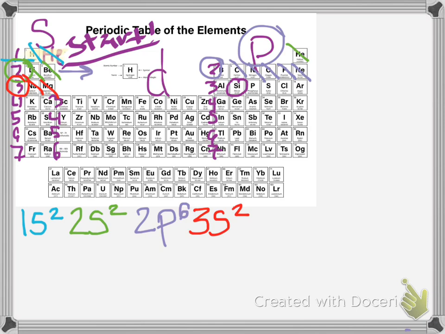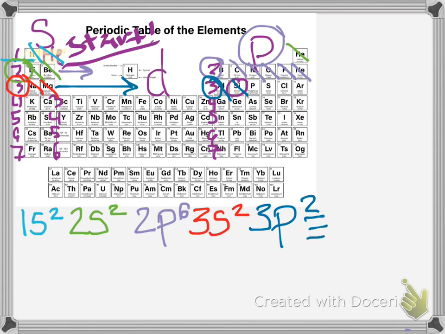And I'm still not quite at silicon, so I go across to my third energy level for my p orbital, okay? And then I cross out as many as I need to, 1, 2. So silicon, the whole electron configuration is 1s2, 2s2, 2p6, 3s2, 3p2.